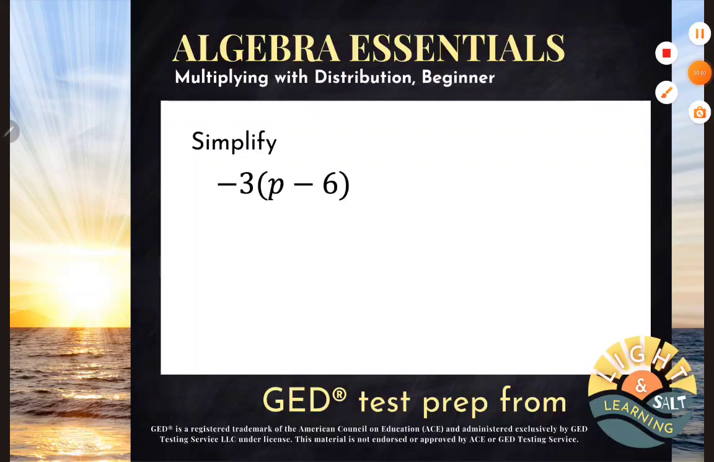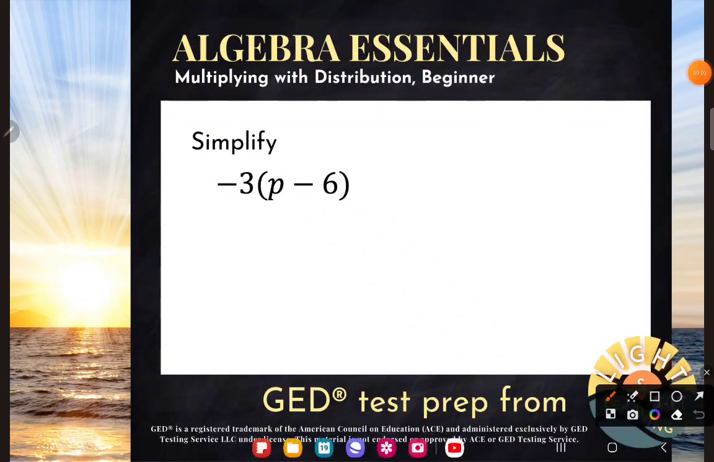Hello, algebra students. Example says simplify, and I see this -3 shoved up against these parentheses, which means this -3 is multiplying. So this is -3 times the quantity, or the entire grouping, of p minus 6.